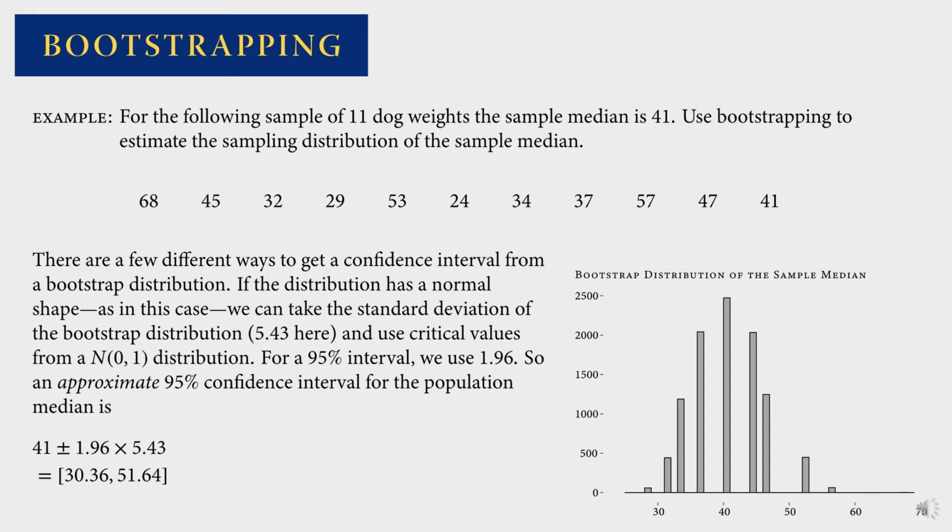There are a few ways to get a confidence interval with a bootstrap distribution. If it appears normal, you can use a normal approximation. The formula for a normal confidence interval is sample statistic plus or minus a z critical value times the standard error. For a 95% interval, this z star is 1.96.